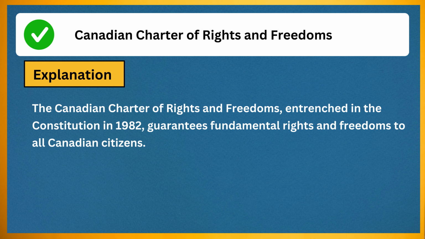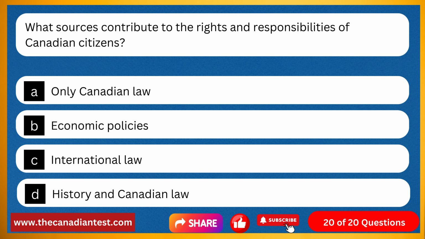The correct answer is Canadian Charter of Rights and Freedoms. Explanation: the Canadian Charter of Rights and Freedoms, entrenched in the Constitution in 1982, guarantees fundamental rights and freedoms to all Canadian citizens.